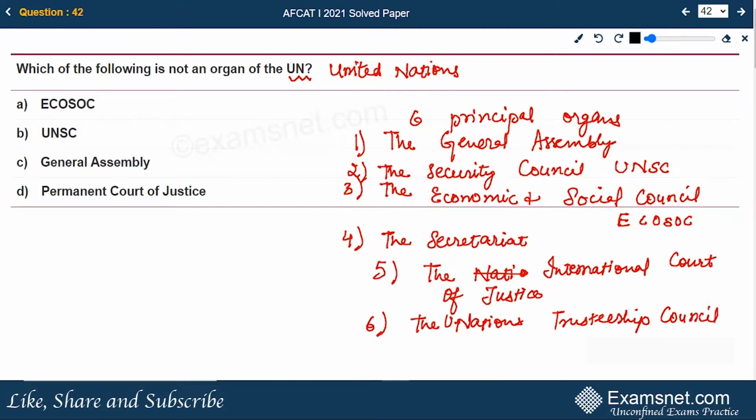So, seeing all these 6 organs, you can clearly see that options A, B, and C are organs of UN, but the Permanent Court of Justice, option D, is not an organ of UN. So this is your answer.